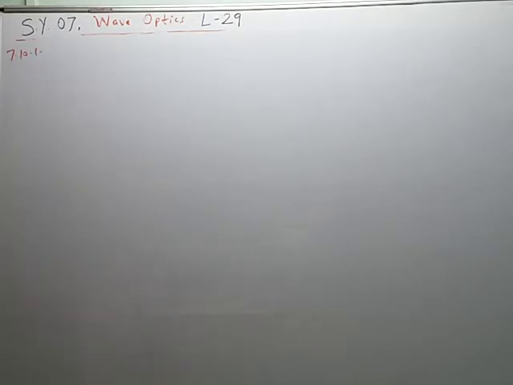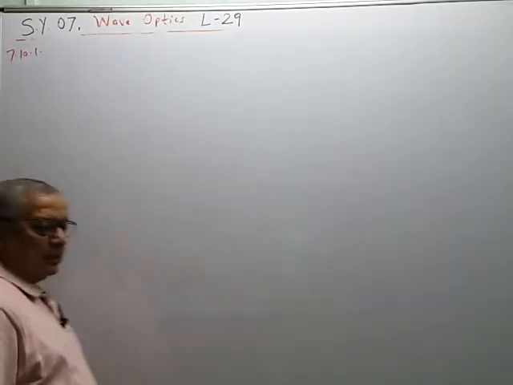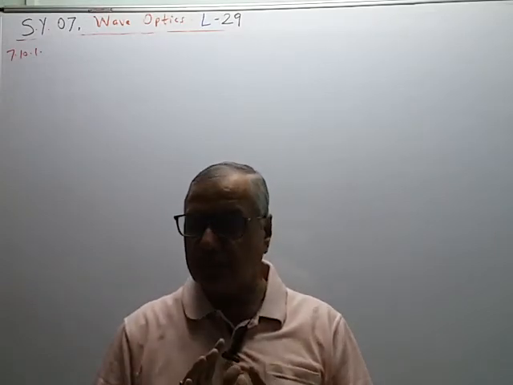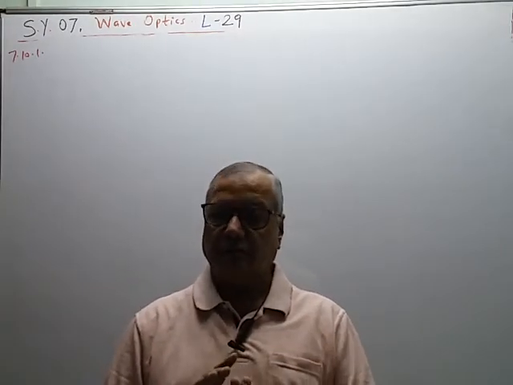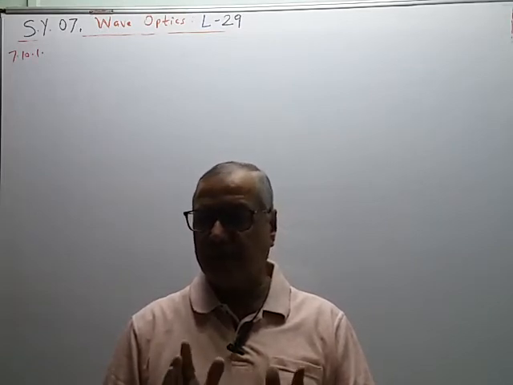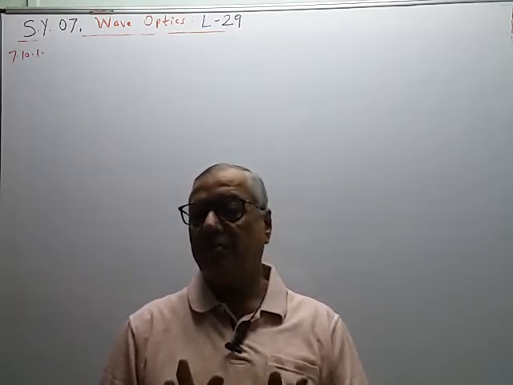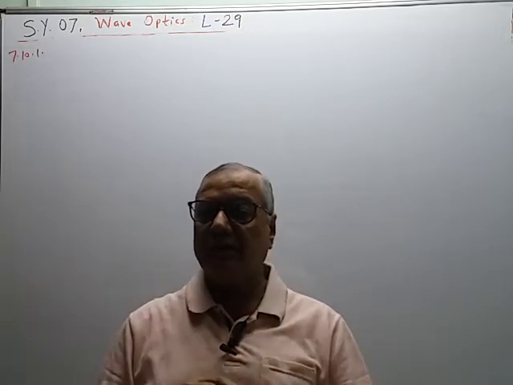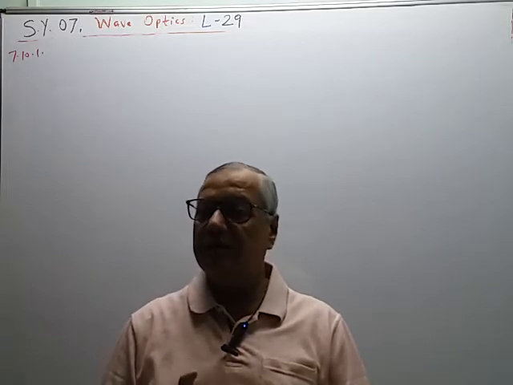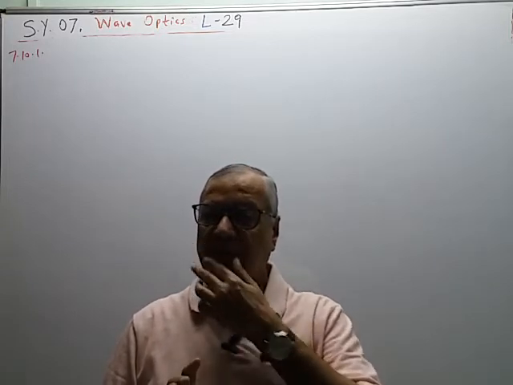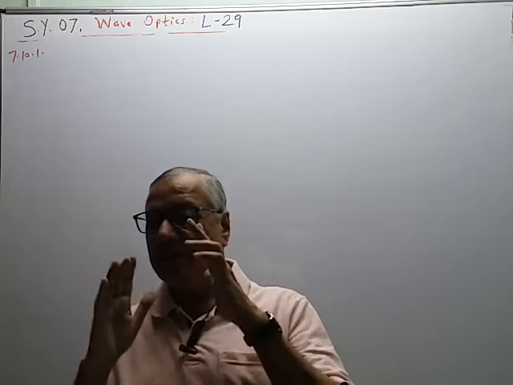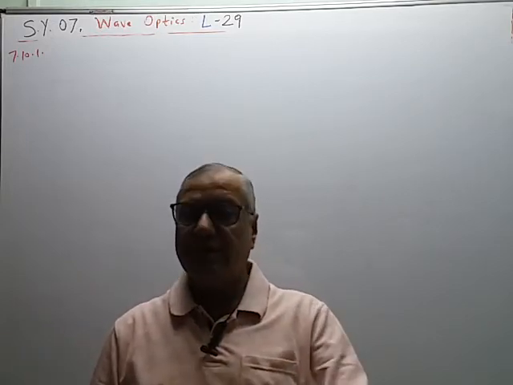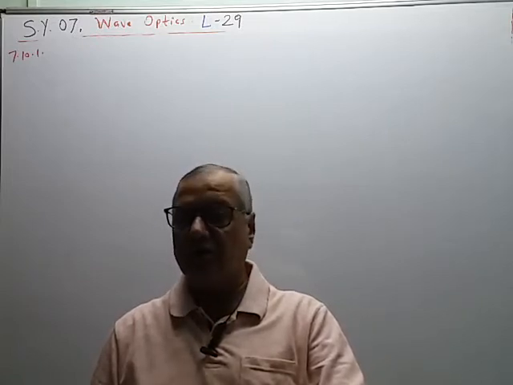Now we have seen the basic theory of resolution. If two objects are very close to each other, then they are observed, they are seen, just separated. When two distinct images are formed on the retina or on the optical instrument, this is the criteria. So, how do we decide whether the two objects are resolved or not?